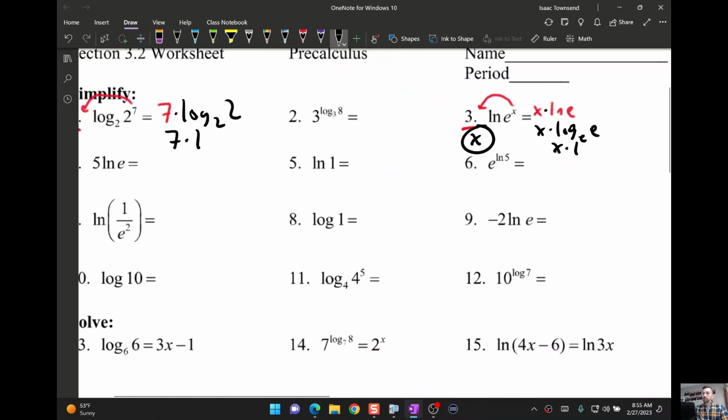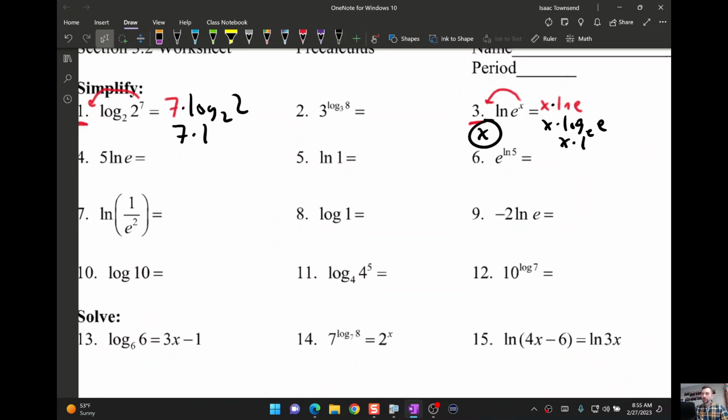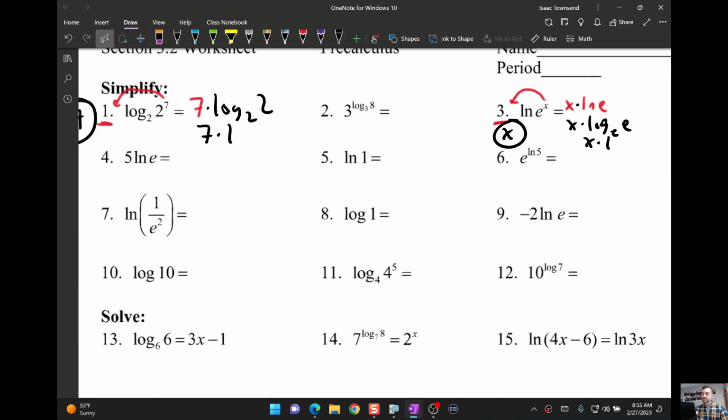Okay, and I think there's one more in questions 1 through 12. Number 11. 5 is an exponent on something that I'm taking the log of. So the 5 can come down out front. And then you're left with 5 times the log of 4 base 4, which would be 1. So the answer to that would be 5.